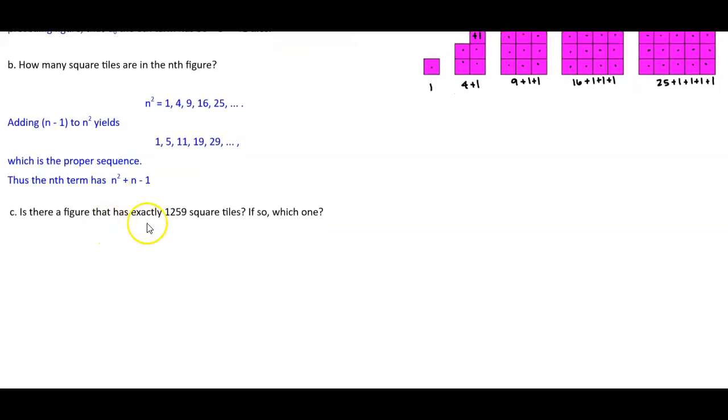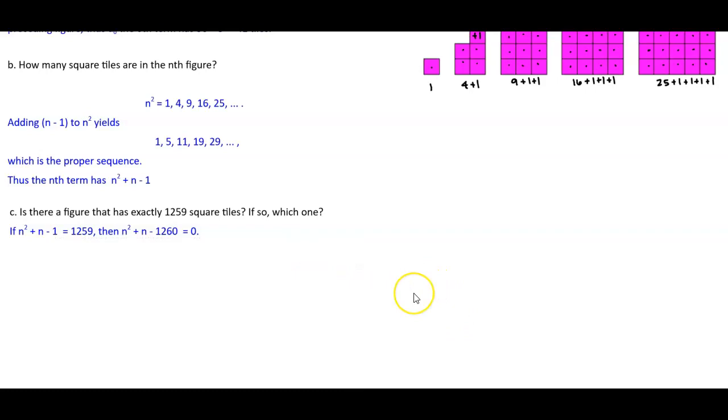Now, is there a figure that has exactly 1,259 square tiles? And if so, which one? We're going to bring a little bit of algebra in here now. Okay, so that means we're going to let this nth term, n squared plus n minus 1, equal the total amount of square tiles it's asking about, which is 1,259. Now, we need to subtract the 1,259 from the left side so we can set equal to 0. When we subtract that, we end up getting n squared plus n minus 1,260, which is equal to 0.